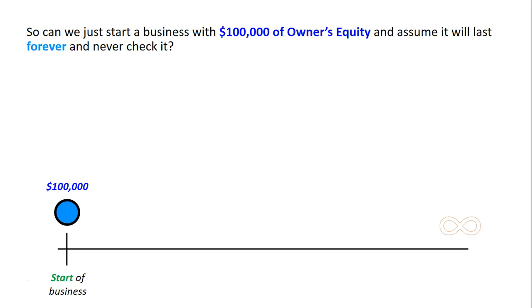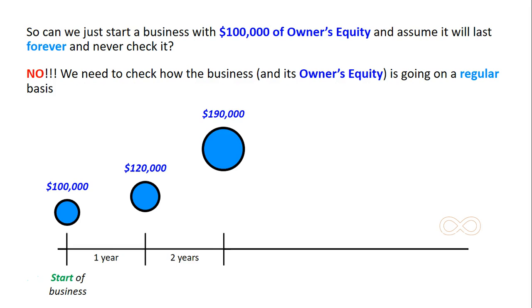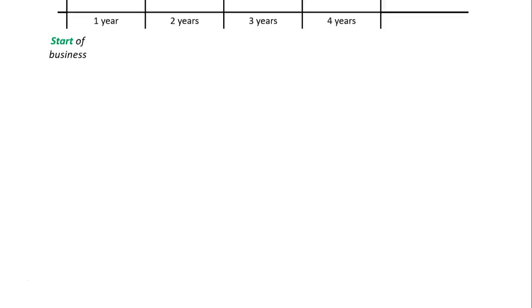And the beauty of having that assumption is, well, if we start a business tomorrow with $100,000 of owner's equity, can we just assume that it will last forever and never ever check it again? No. What we want to do is balance that in with the reporting period principle, and we want to check how the business and its owner's equity is going on a regular basis. So we want to check, for example, after 1 year, owner's equity went up from 100,000 to 120. After 2 years, it went up to 190. After 3 years, it went back down to 140. 4 years, it went up to 220, and so on.